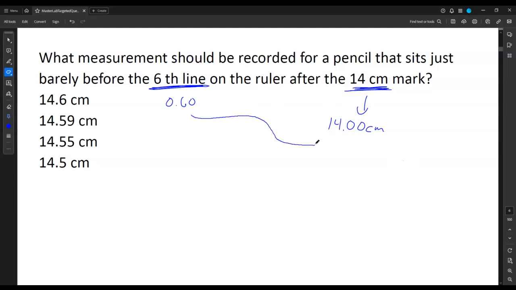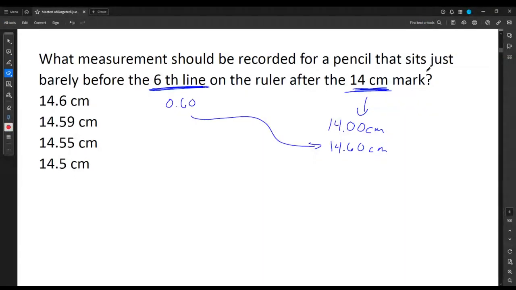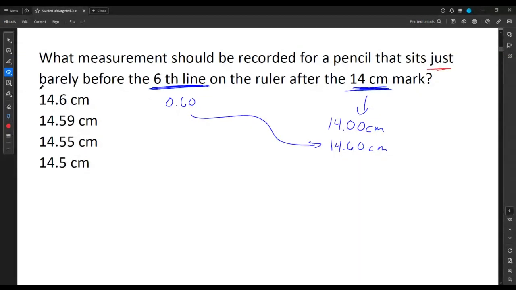We're going to put this together and see what we've got so far. So our measurement is somewhere around 14.60. Then here, last little bit we need to hone in on the information. It is just before that mark. So think about it. What would be a tiny bit less than 60? Well, that would be 59. So 14.59 centimeters.